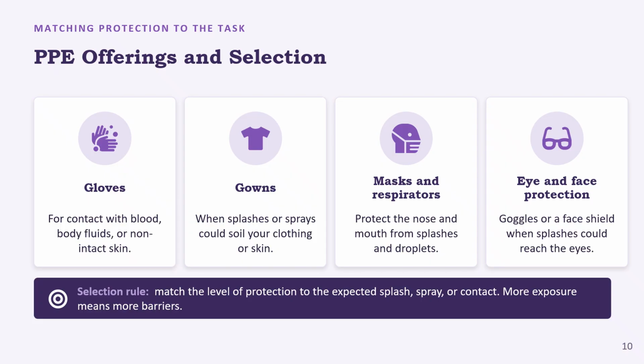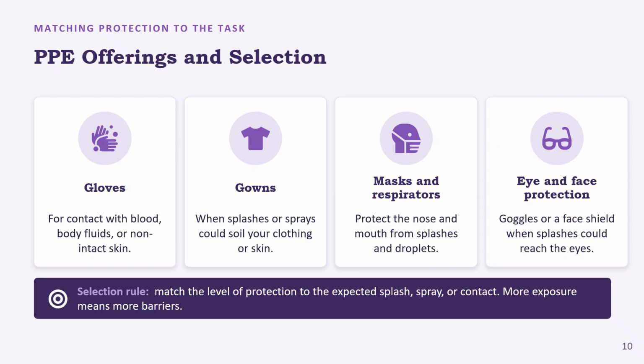Gowns protect your clothing and skin. You wear a gown when a task could splash or spray or soil what you are wearing, for example, during certain procedures or cleanups. Masks and respirators protect your nose and mouth. A surgical mask guards against splashes, sprays, and respiratory droplets. A fitted respirator, such as an N95, is used when airborne protection is required.